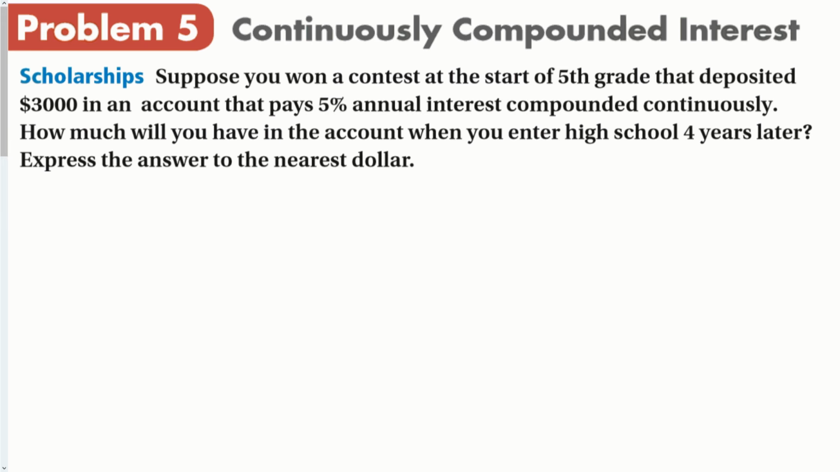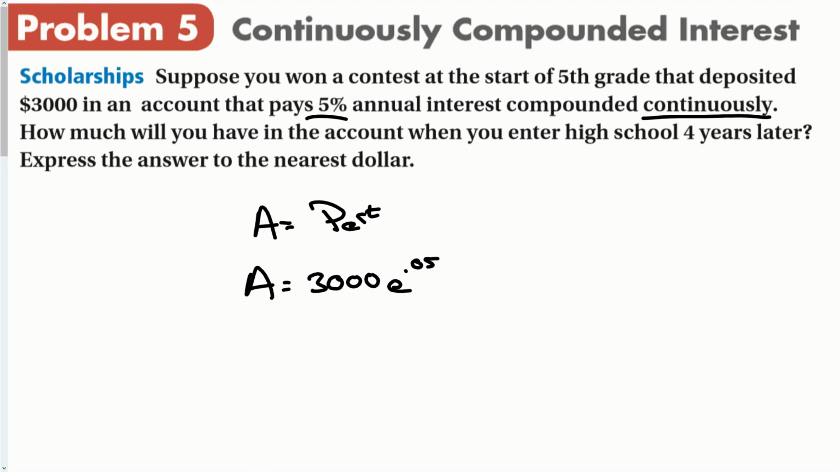Okay, so let's try this. Suppose you won a contest at the start of 5th grade that deposited $3,000 in an account that pays 5% annual interest, compounded continuously. That's the word you're looking for. If you see monthly, you would use a different formula. If you see annually, you use a different formula. If you see continuously, you would use this formula. So your total amount is going to equal P E to the RT power. So my amount is going to be 3,000 times E to the interest rate, written as a decimal, to high school 4 years later. So we do 0.5 times 4. Okay. Plugging this into my calculator.